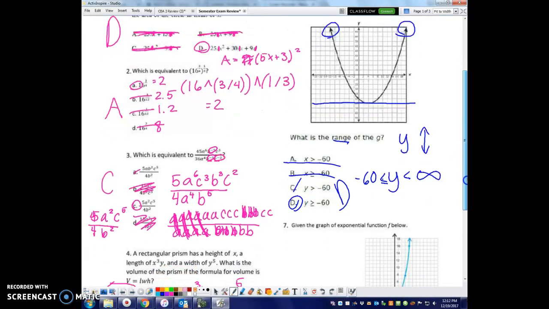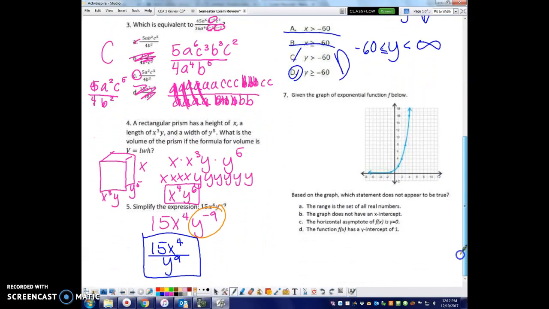Okay, number 7. Given the graph of exponential function f below, based on the graph, which statement does not appear to be true? This is why I tell you to go through every answer choice, because that's going to help you. A says the range is the set of all real numbers. That would mean that it goes forever up and forever down. Is that true? It does go forever up, but it turns here. It's not going to go forever down.